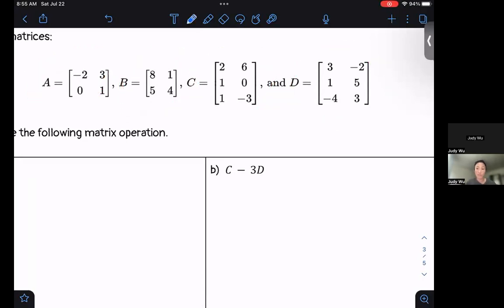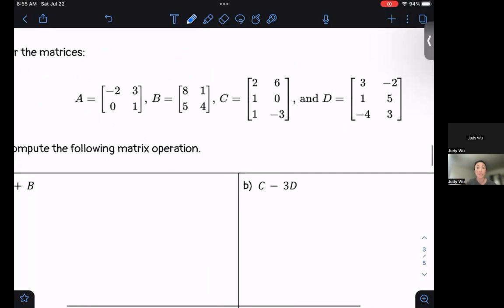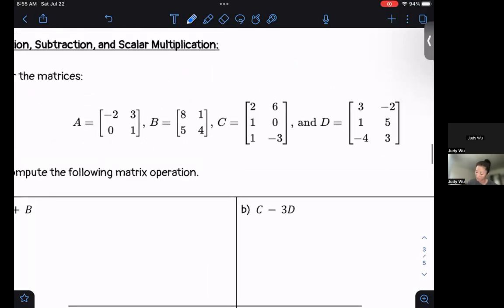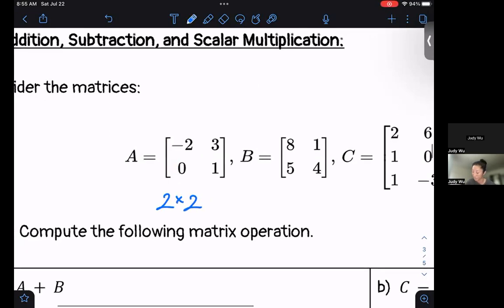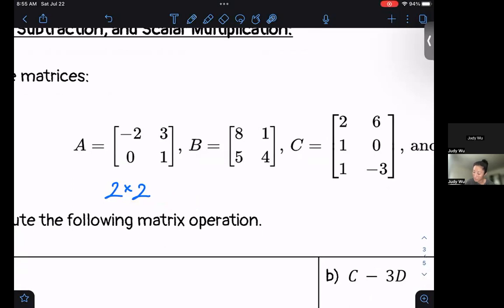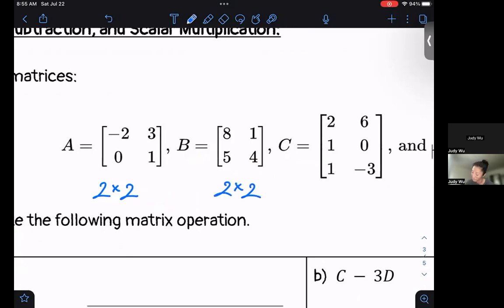As a quick review from the last video, let's talk about the dimensions of each of these, okay? I notice that A has 2 rows and 2 columns, so A is a 2 by 2 matrix. I can say the same thing about B. I've got 2 rows and 2 columns, so B is also a 2 by 2 matrix.